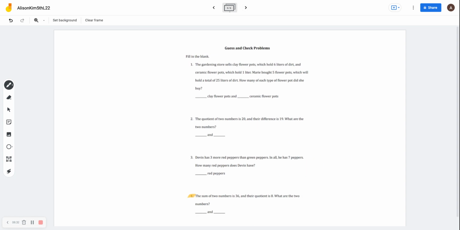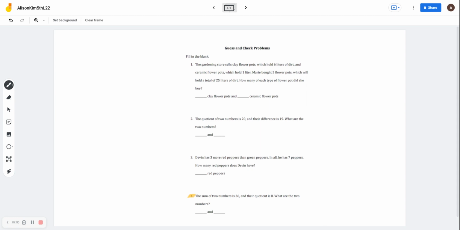Now we're going to be going into a little bit of guessing and checking. Let's do number 4. It says the sum of two numbers is 36 and the quotient is 8. What are the two numbers? So guessing and checking sometimes takes a while, so you're going to have to be kind of patient. For this one, we're trying to find the two numbers that when you add up give you 36, and when you divide you get 8.